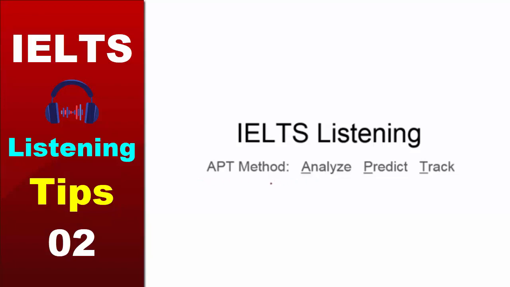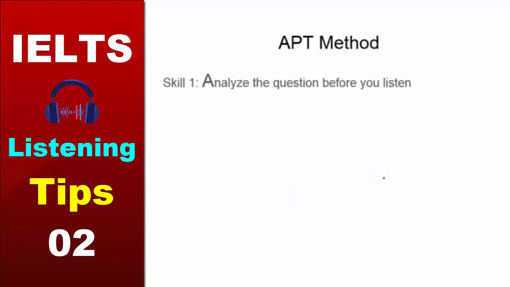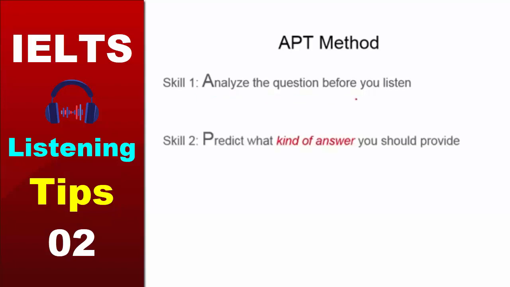The APT method is a strategy for answering listening questions as you listen to a passage. Let's take a look at how this works for the IELTS listening paper. Okay, so the first skill is analysis. You're going to analyze each question before you listen to it. The second skill is prediction. You're going to try to figure out what kind of answer you'll be expected to provide.